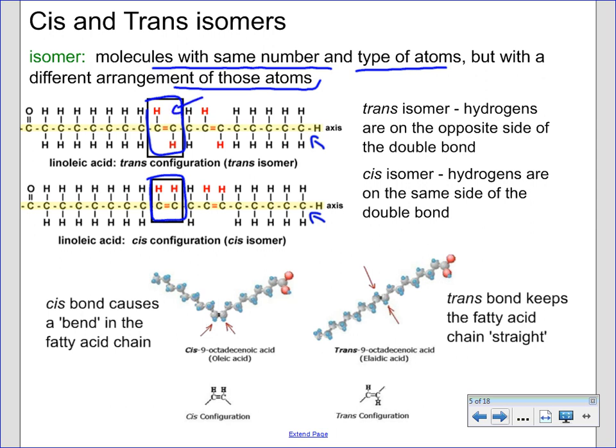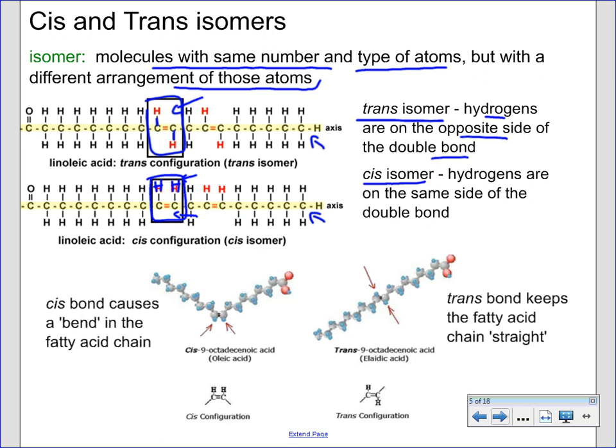So in one arrangement, we can see that we have 1 hydrogen atom that is above the double bond and 1 hydrogen atom that is below the double bond. This creates what is called a trans isomer, or a trans-unsaturated fatty acid. This is where we have hydrogens on opposite sides of the double bond. Now, if our hydrogens are located on the same side of the double bond, this gets referred to as a cis isomer. And for cis isomers, the hydrogens can both be above or both be below the double bond.